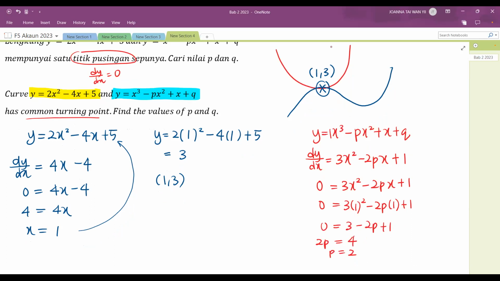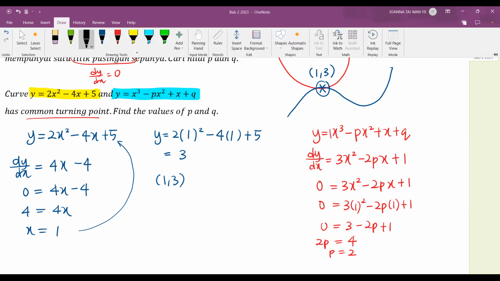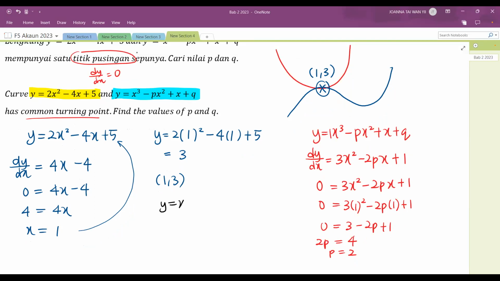Okay, lepas dapat P, macam mana kita nak cari Q? Masalahnya itu Q. Okay, senang saja. Saya salin balik soalan. I copy this one. Y equals to X cubed minus PX squared plus X plus Q. So, P kena ganti dengan 2 kan? P is 2. Then, X ganti dengan apa?